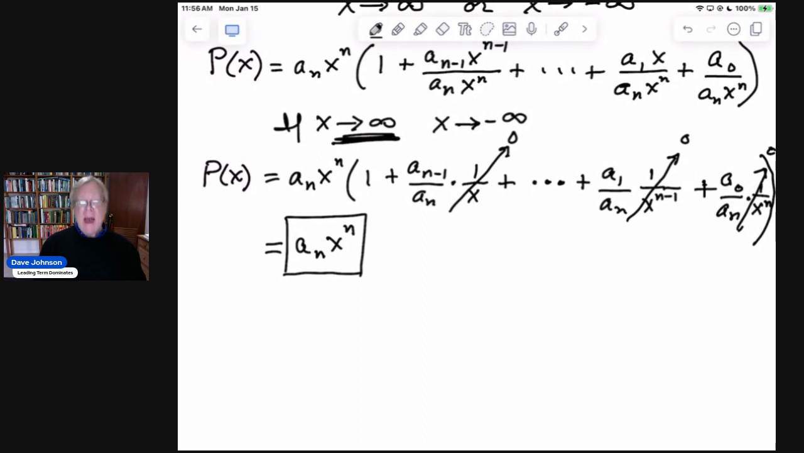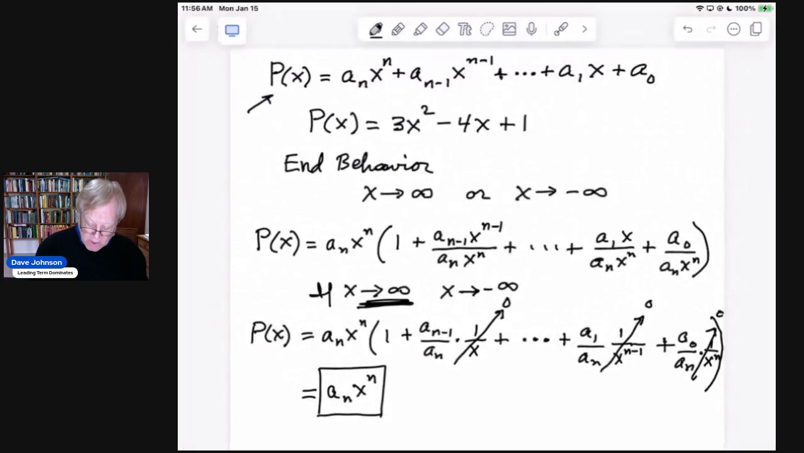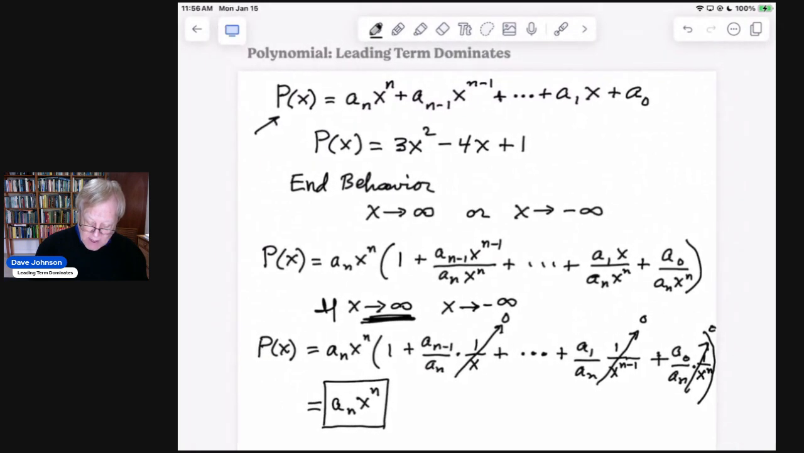So that proves that the leading term dominates, because remember, a sub n x to the n is the leading term. So if x gets very, very large in either the positive direction or the negative direction, the behavior at those places, positive infinity or negative infinity, is controlled, dictated by the leading term. So we'll talk more in another video.